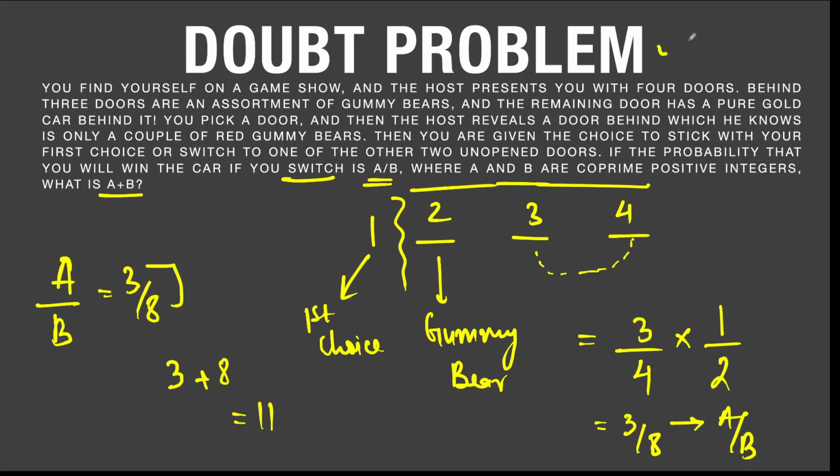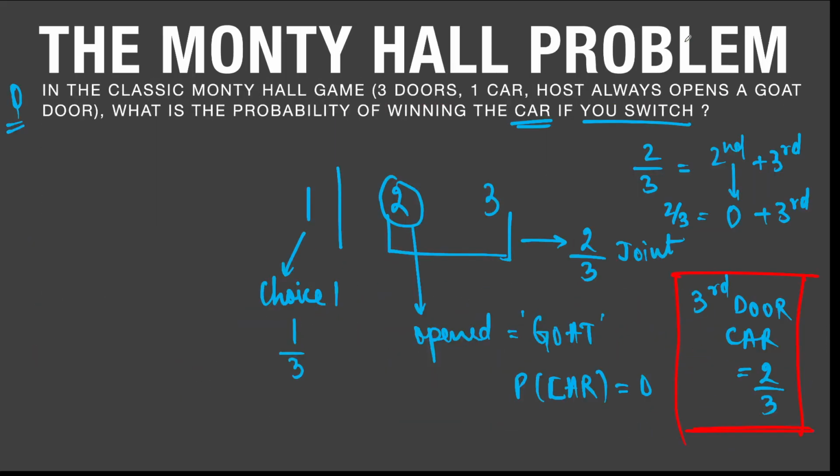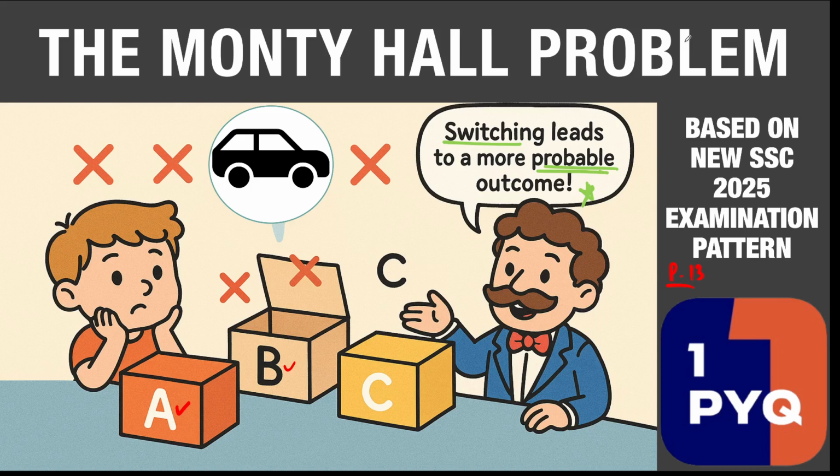And this was a doubt problem which was sent to us in the group. So that is why we are solving it here. Got it? So I think we've covered the entire thing. And now nobody would have even the slightest problem in solving questions from the Monty Hall problem. Right? Thank you.